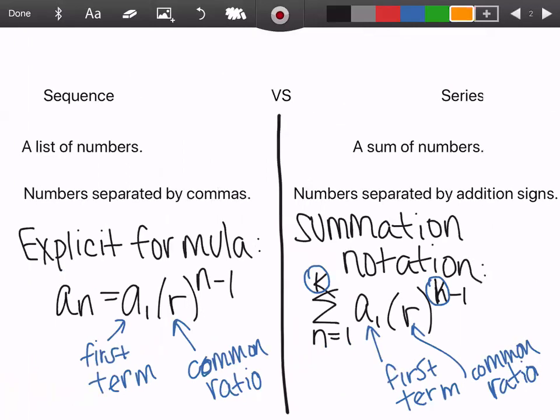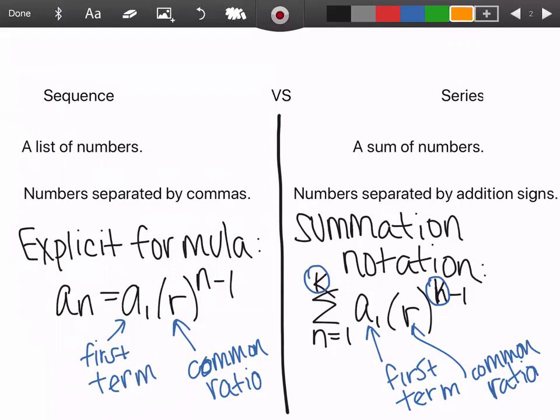On the next page, we have sequences versus series. So a sequence is what we have been doing. It is a list of numbers. The numbers are separated by commas, and then we have the explicit formula. A series is a sum of numbers. The numbers are separated by addition signs, and we have summation notation.